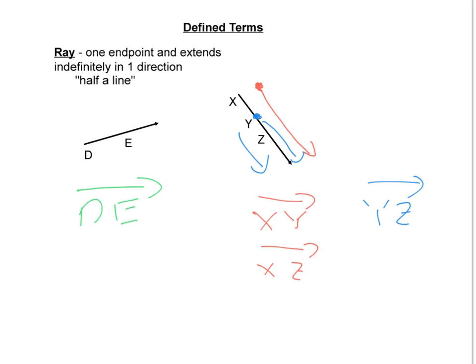I also could not call this ray either YZ or ZY or ZX or anything else because my first point, if I made this YX for example, that would be this ray starting at Y and going this way through X. I must name a ray with its endpoint and then one other point.